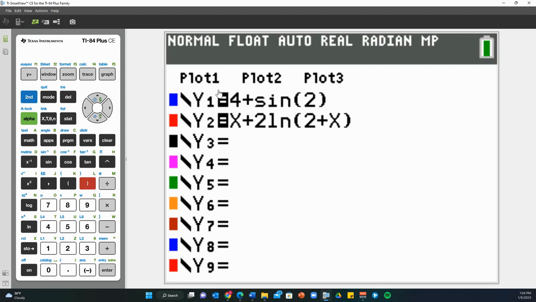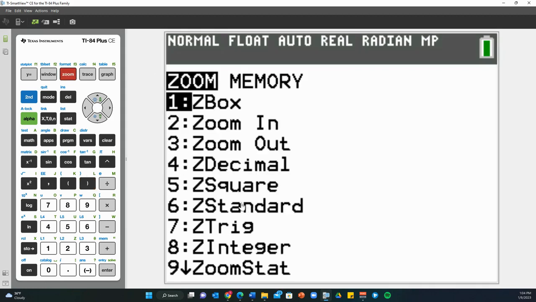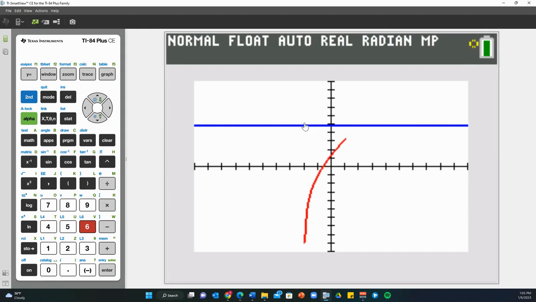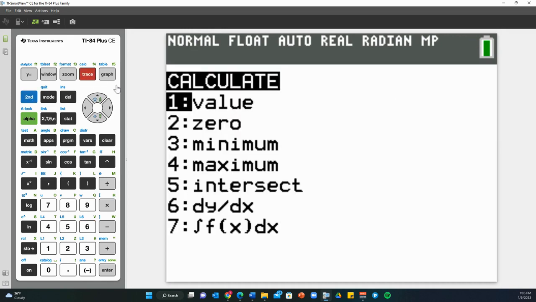Yes, okay. Now I'm going to do zoom 6. That's the standard graph, just so I can see everything. There we go. You can see the blue line is the constant value of 4 plus sine of 2. The red curve is where the natural log function is meeting up with it. Now we need to find the intersection of that. To do that, I would go second, trace. Under the calculate menu, we want the intersection.